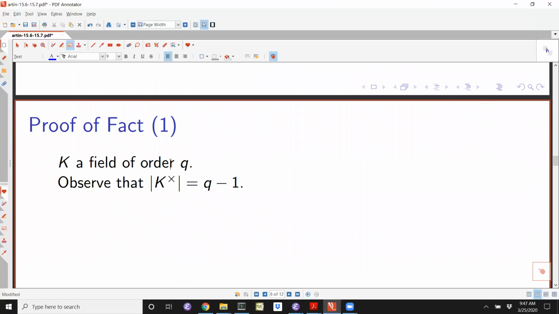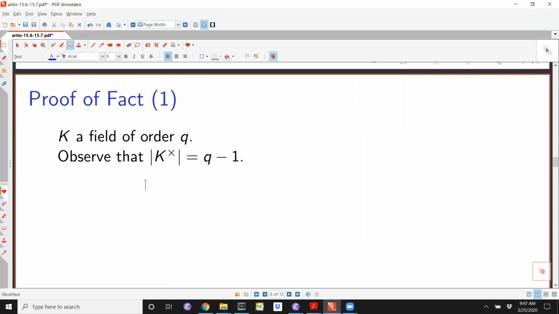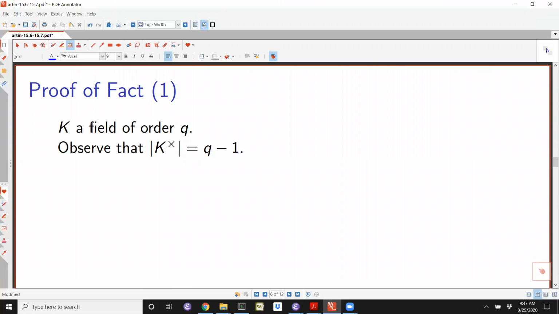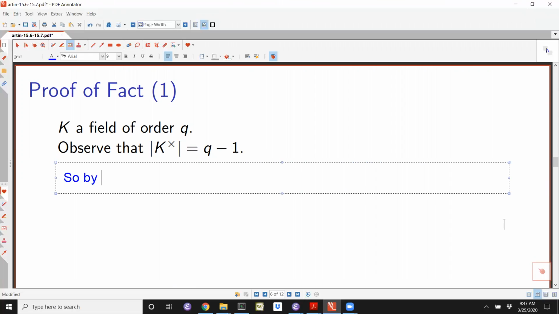So here's a proof of fact number one. Let K be a field of order q, as we always say, and we observe that the order of the multiplicative group is equal to q minus 1. So by Lagrange's theorem, I went there.